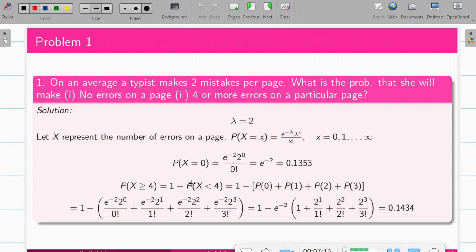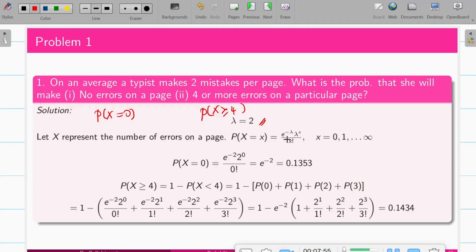So next we'll go with the problems in the Poisson distribution. First one: on an average, a typist makes 2 mistakes per page. What is the probability that she will make no error? That is the probability of x equal to 0. And if she makes 4 or more errors on a particular page, that is the probability of x greater than or equal to 4, because x is the number of errors on the page. Lambda is the parameter in the Poisson distribution, the average outcome. The average given here is 2 mistakes per page, so that is your lambda, and x represents the number of errors on the page.